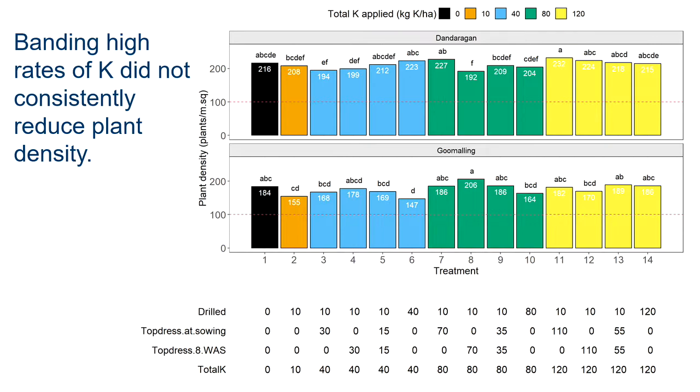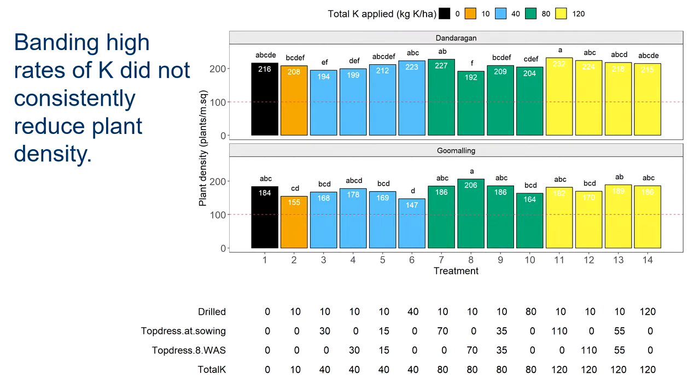So I'll take you through the design of this before we get into the data. So we've repeated the same design at 2 sites here, at Dandaragan and Gamelling. The black is our nil control, the brown is 10 kilos of K drilled, 40 is the blue, green is 80 and yellow is 120. And the splits are shown in the table down the bottom. So they include either 10K drilled and some either at sowing or 8 weeks after sowing. So various splits.